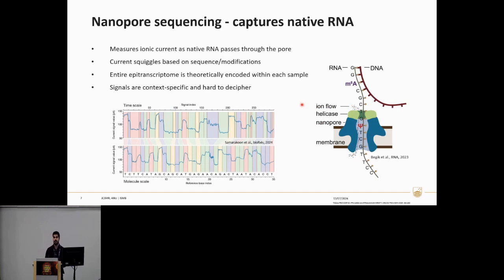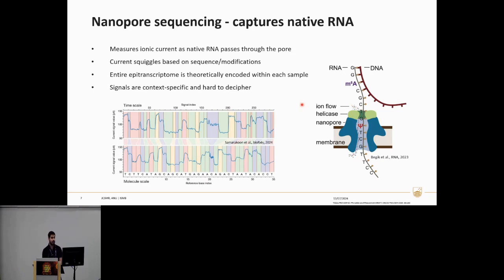And fortunately, there is a very promising alternative for detecting RNA modifications, which is nanopore sequencing. And this technology is, to the best of my knowledge, the only commercially available technology which can capture native RNA with high throughput. And this is done by measuring ionic current as the native RNA is passing through the nanopore. And the measured RNA current, or as we refer to it, squiggles, can be traced back to the sequence and also RNA modifications. So in a nutshell, the entire epitranscriptome is theoretically encoded within each direct RNA nanopore sample, which is quite puzzling.